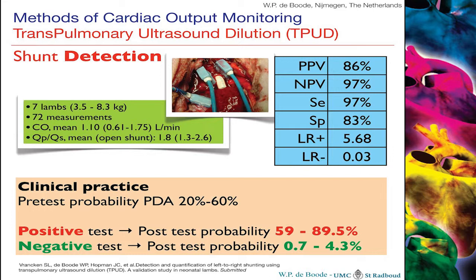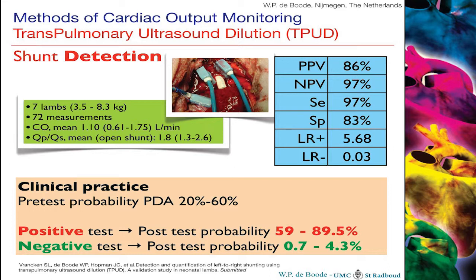It is able to detect the shunt. The machine will tell you that there is a left to right shunt. And we looked at the predictive value of these messages. And what the results are, we have a positive predictive value of 86%, a negative predictive value of 97%.